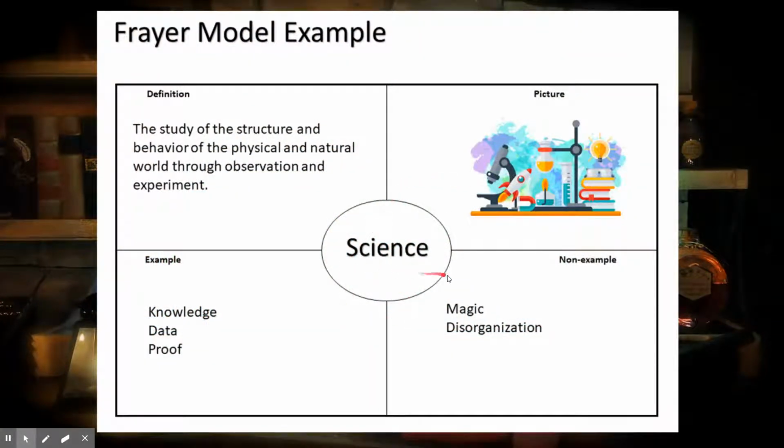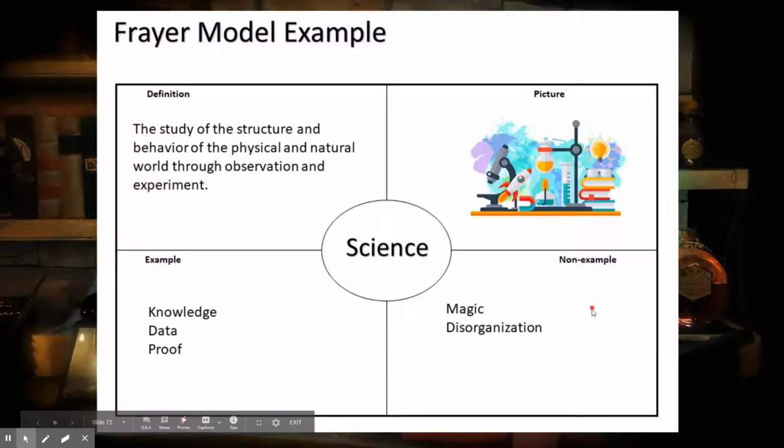Our term is what we need to be using from now on. Our term is science. From there, we defined it. It's the study of the structure and behavior of the physical and natural world through observation and experiment. So, based off that definition, or what you might have found, next to your definition would be your examples. So they have synonyms, in other words. And these are the synonyms that are similar in meaning to the word science, to the term science. And that's knowledge, data, and proof, right?